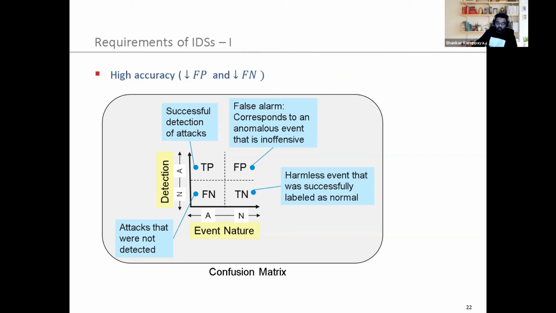Now, false positive is actually a false alarm, which corresponds to an anomalous event that is inoffensive or not offensive at all. So it was a normal event, but our system classified it as anomalous. So that's, I think, the biggest challenge of network administrators, to reduce these false positives.